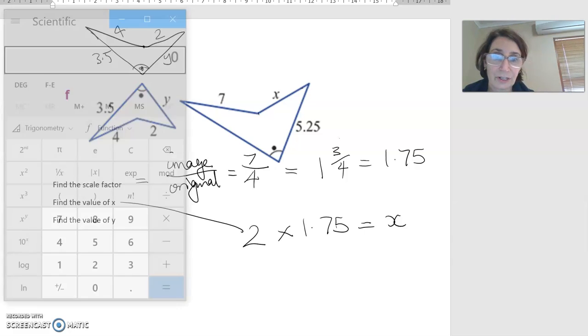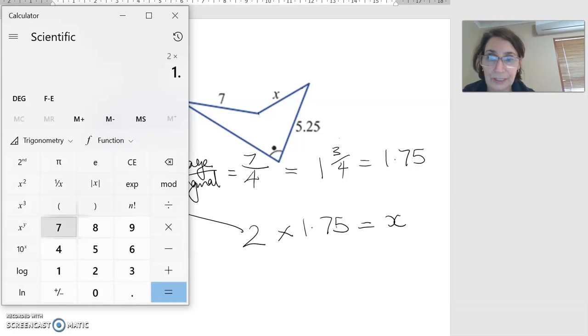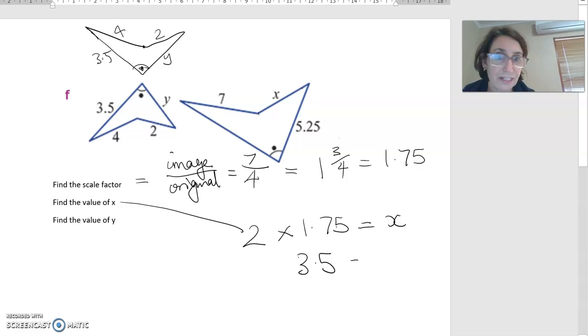x. So we're just going to have to go and find our calculator. 2 times 1.75 equals 3.5. So this value for x is going to be 3.5.